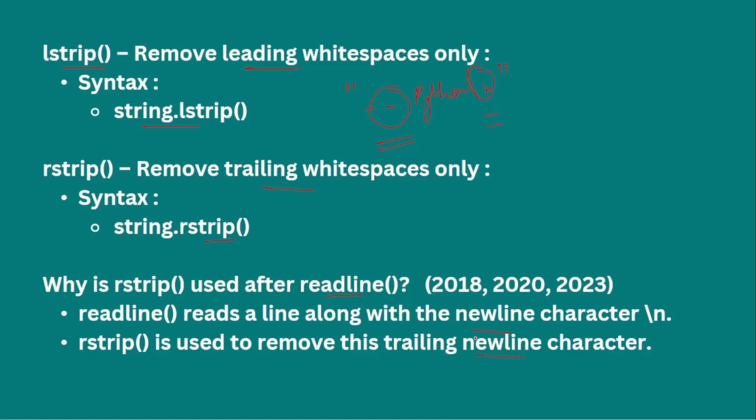All right. So whenever we read a line using readline, it reads along with the new line character, but we do not want that new line character to be added. So we use rstrip to remove this trailing new line character. I'll just quickly show on PyCharm so that this becomes clear.